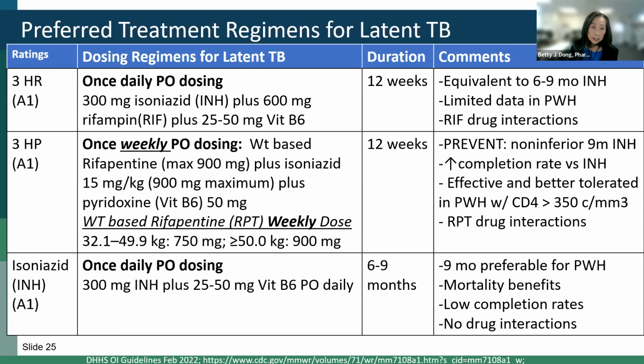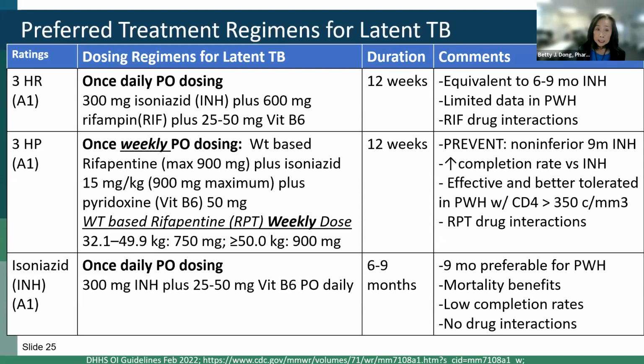But because of the low completion rates, shorter TB regimens, including 3HR and 3HP, have now been identified as excellent regimens. So we have 3HR, which is once-daily isoniazid plus 600 of rifampin plus vitamin B6 to decrease peripheral neuropathy, and it is for 12 weeks. In studies, they found that this regimen was equivalent to 6 to 9 months of INH. There is limited data in people with HIV. I think the data only shows that about 200 to 300 HIV-infected persons were in these studies. And we do have to worry about rifampin drug interactions.